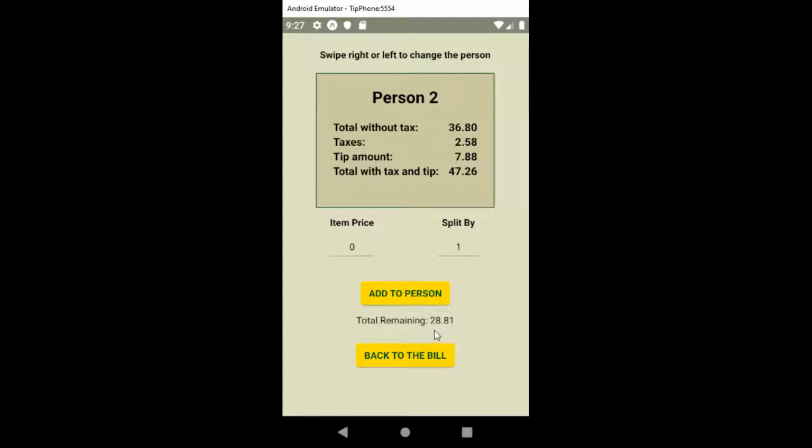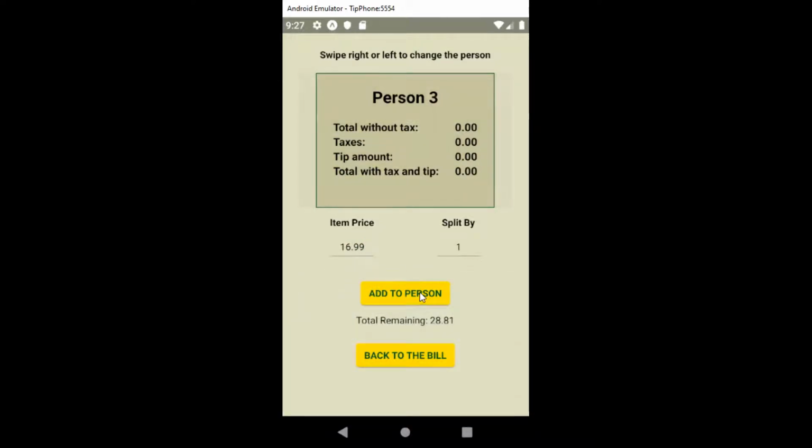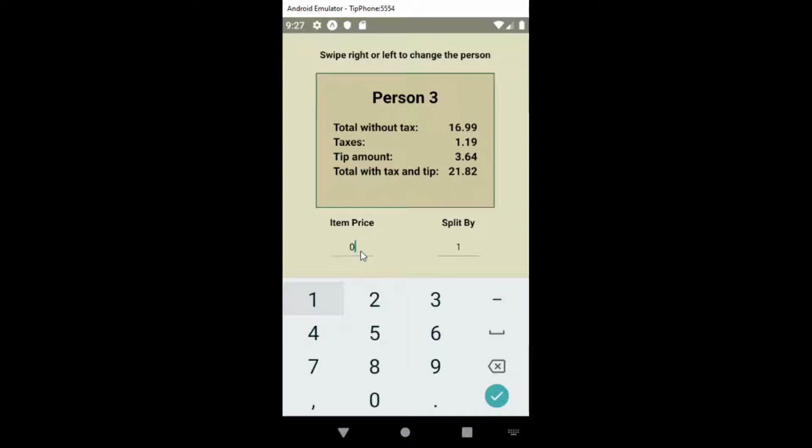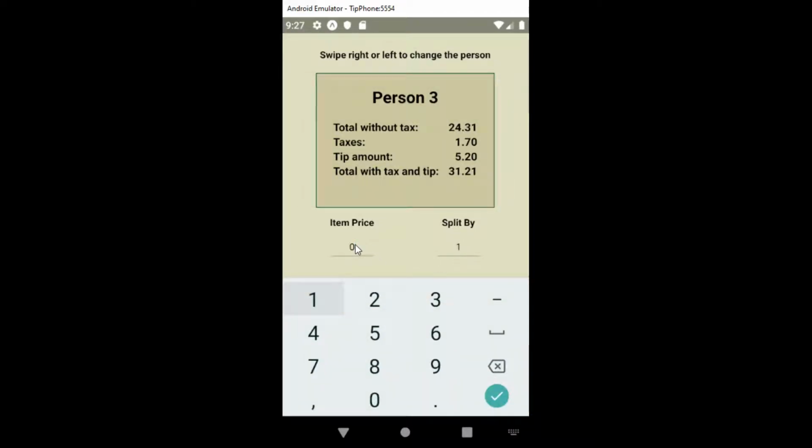Now, if you notice here, the total remaining does change, and this is to help you gauge whether or not you've entered in all the information needed to clear out the bill. So let's move on to person 3. Person 3, they had a $16.99 entree. They also had a soda. They had part of that $12.99 appetizer. And they also had part of that dessert. So the dessert again split 2 ways.